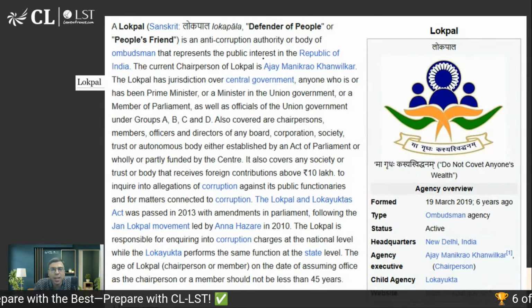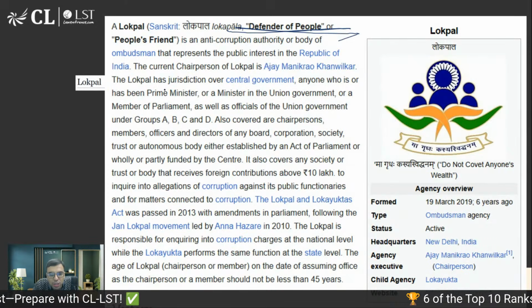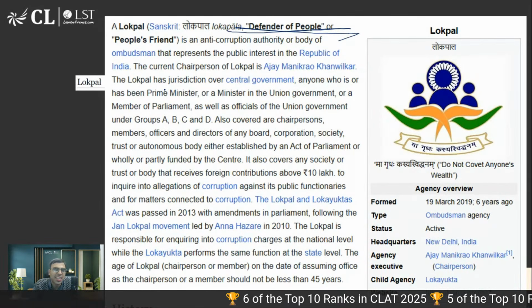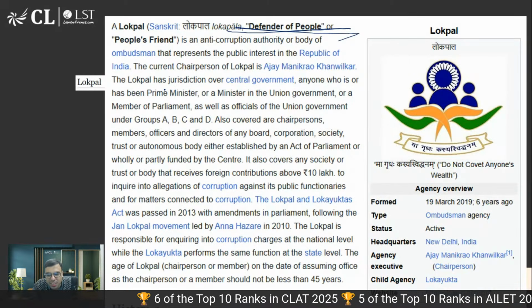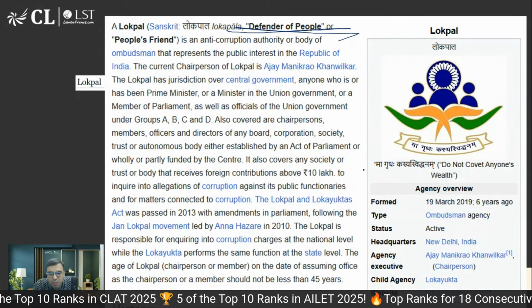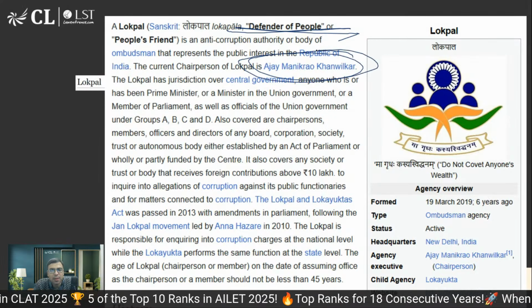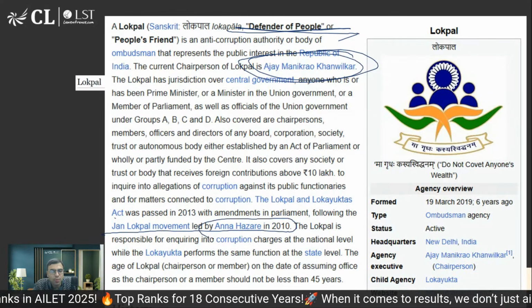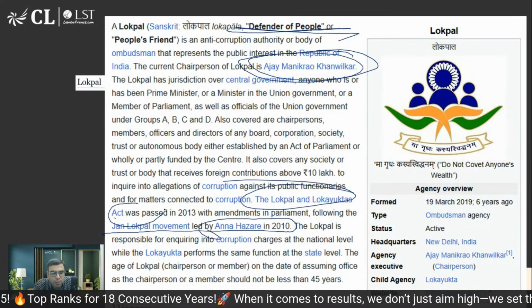Then Lokpal is in the news and a defender of the people. I'm sure you must be aware. Who is the current Lokpal of India? Actually, recently it was in the news regarding BMW cars, etc. So Lokpal you should know, है ना. So former Supreme Court Judge Justice A.M. Khanwilkar is the Lokpal, है ना.